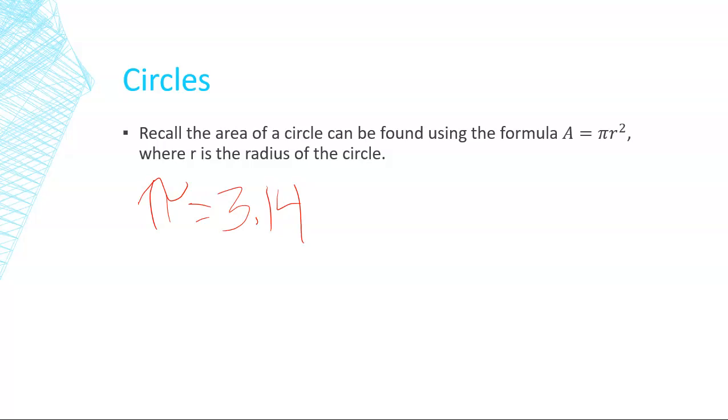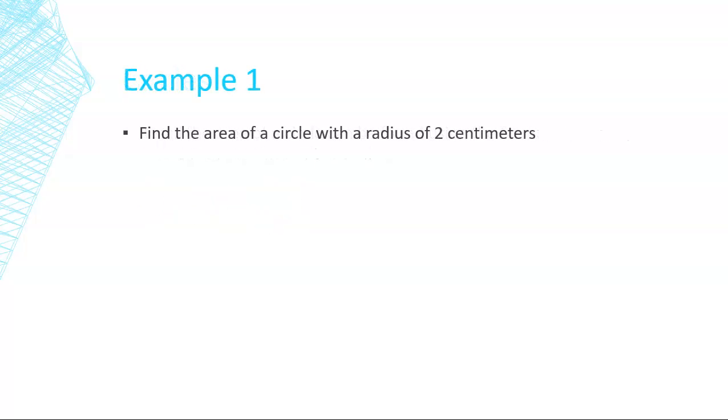So make sure, if you do happen to have a calculator, instead of using the pi button, you use 3.14 because it'll give you some rounding issues. Okay. My first example wants me to find the area of a circle with a radius of 2 centimeters.